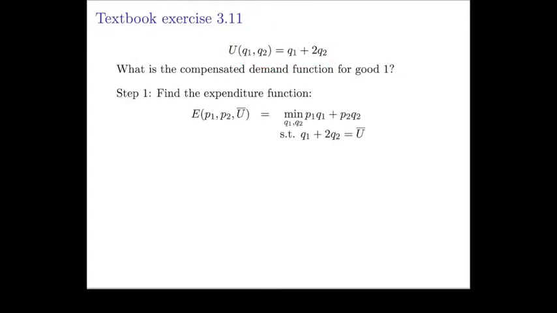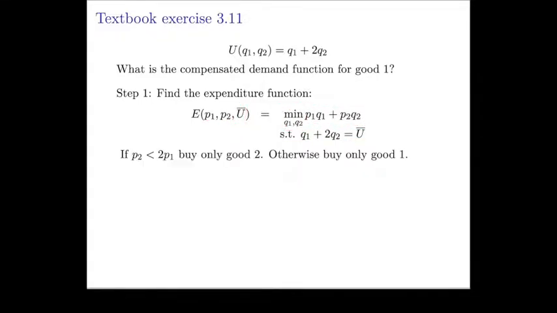So the first step, like I said, is to find the expenditure function. Remember, the expenditure function is essentially the minimization of expenditure, subject to the constraint that you attain the utility level U bar. So your expenditure at the prices P1, P2, and the utility level U bar is the least expenditure in order to attain the utility level U bar.